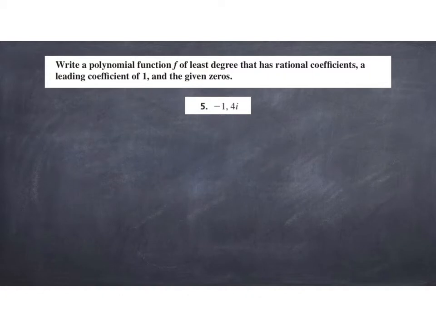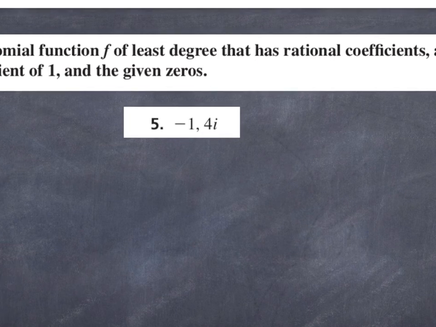All right, let's look at the next one. So here it gives us -1 and 4i as our zeros. Do we have another 0 that's not explicitly given to us? -4i, perfect.